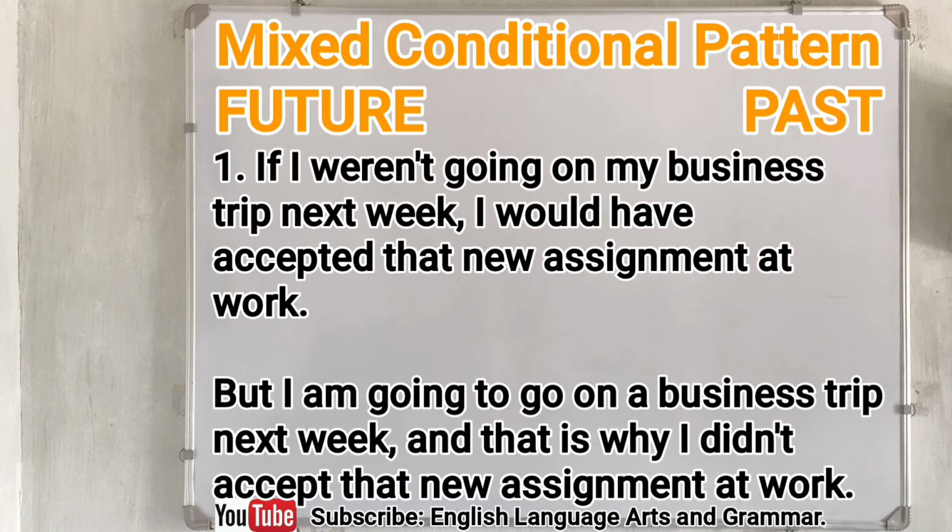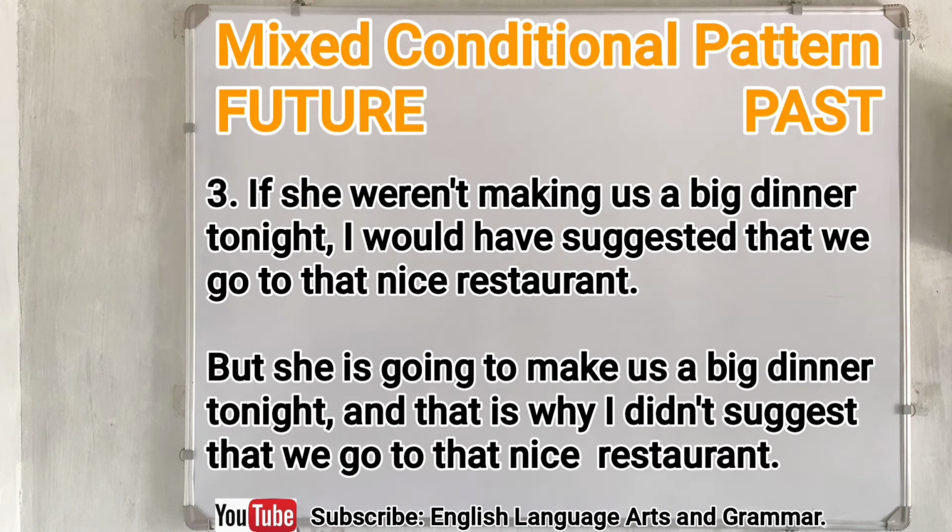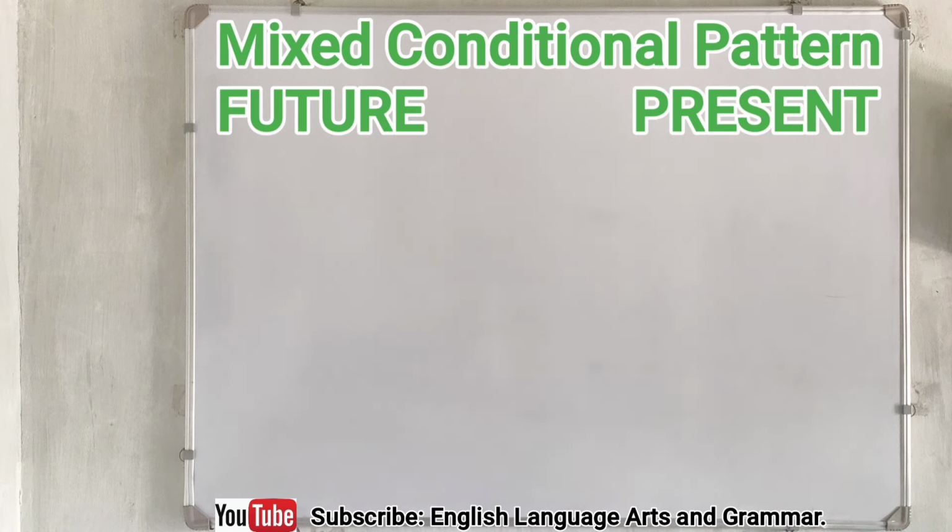Example 1. If I weren't going on my business trip next week, I would have accepted that new assignment at work. Example 2. If my parents weren't coming this weekend, I would have planned a nice trip to Araku Valley. Example 3. If she weren't making us a big dinner tonight, I would have suggested that we go to that nice restaurant. Let us learn some examples of future and present.